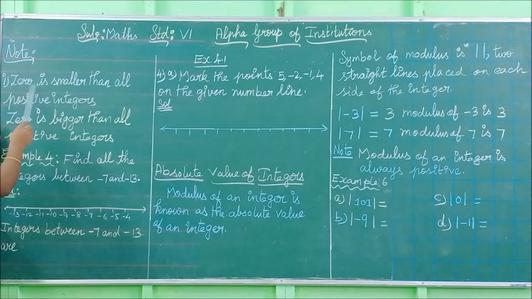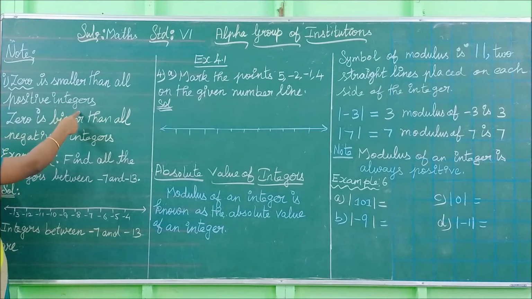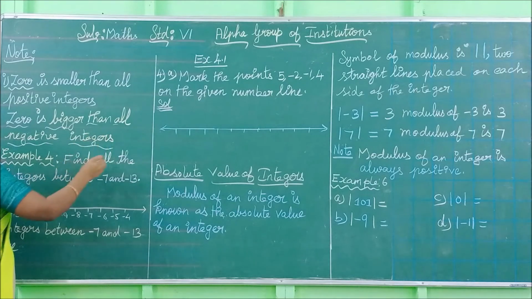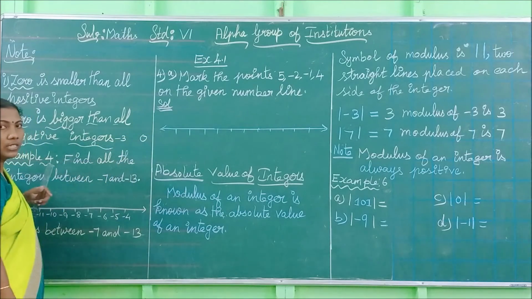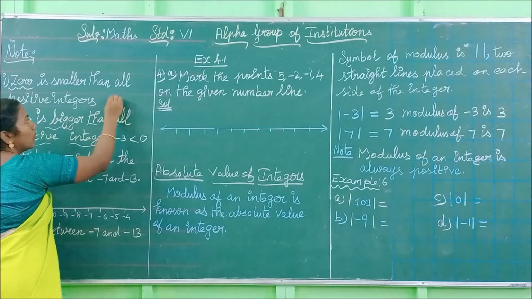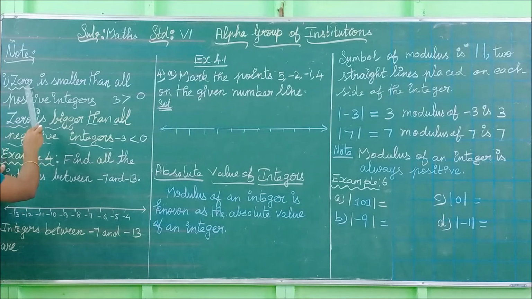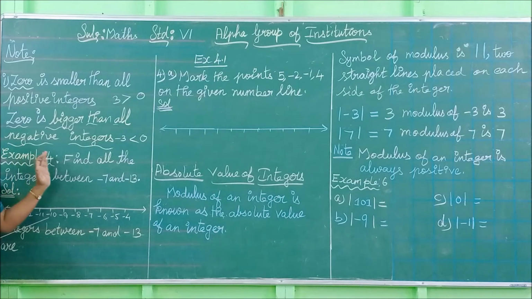0 is smaller than all positive integers. See here, 0 is smaller than all positive integers. You know this concept already. See the next one. 0 is bigger than all negative integers. Suppose minus 3, 0. Which is the bigger one? 0 is the bigger one. Suppose plus 3, 0. Which is the bigger one? 3 is the bigger one. Thus, 0 is smaller than all positive integers, and 0 is bigger than all negative integers. Do you understand? Okay, now we are going to see example 4.